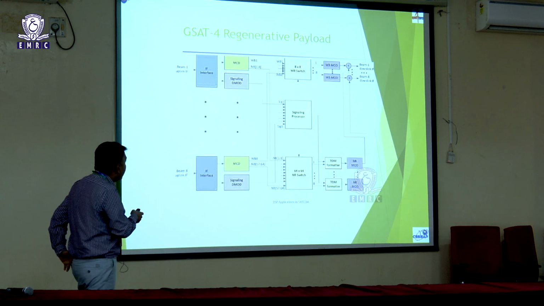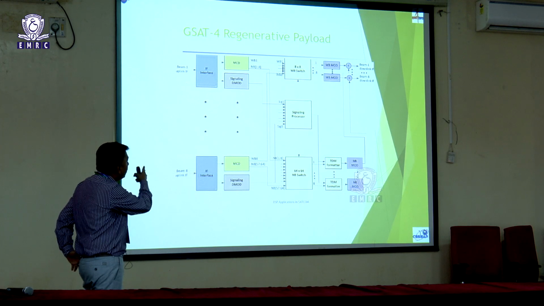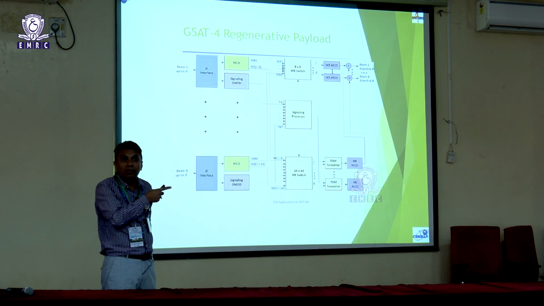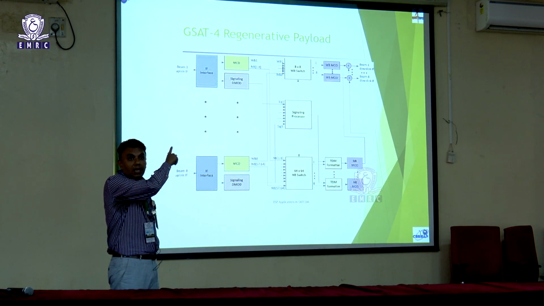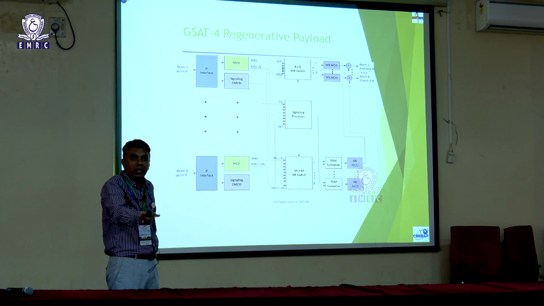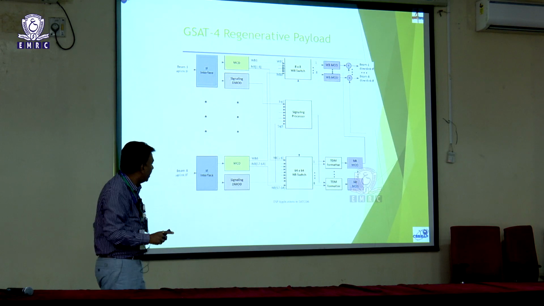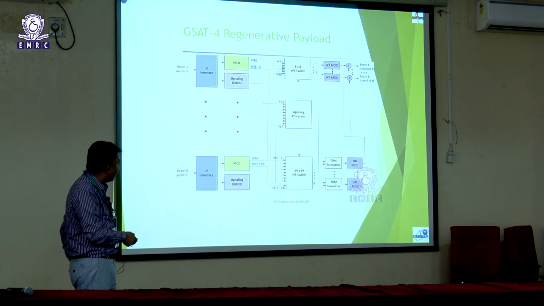You can see that any user who wants to send data first has to send a request to the satellite saying that they want to transmit data. It will go through a signaling channel, and then a channel is allocated to that user, and then he can start transmitting the data. So this is the architecture of that satellite.